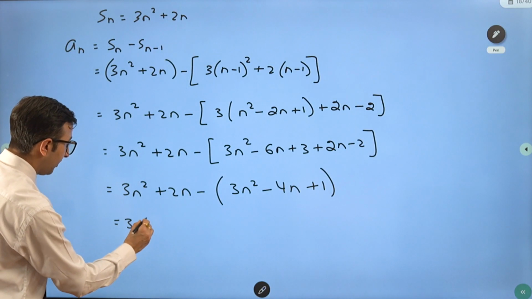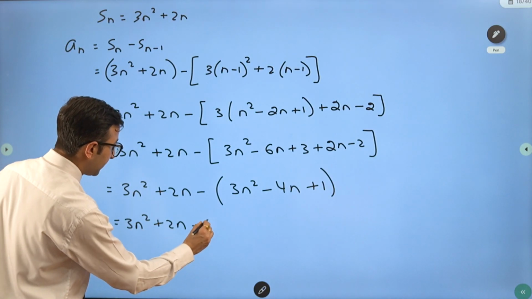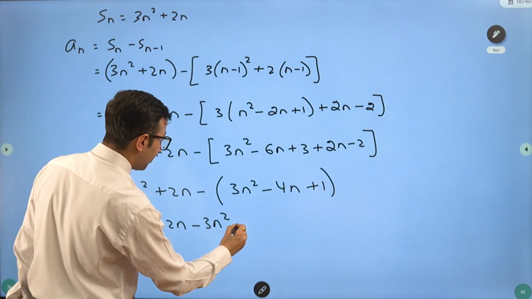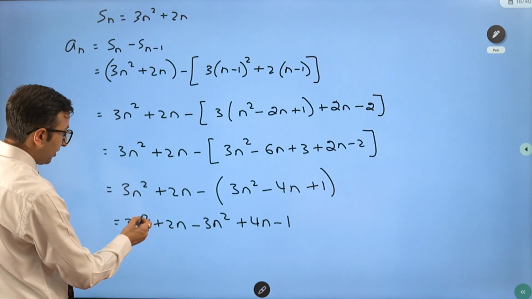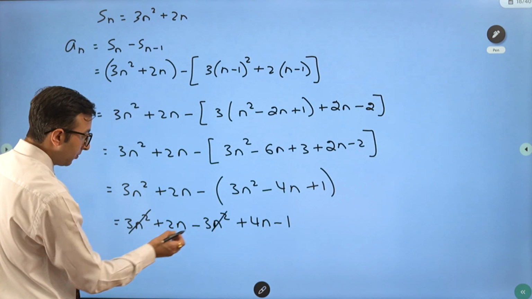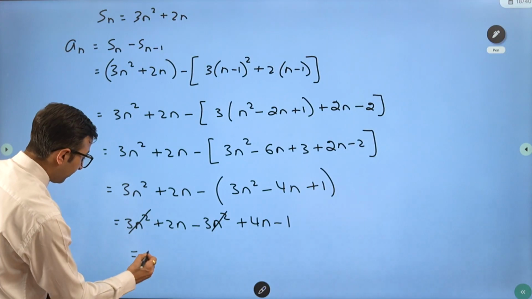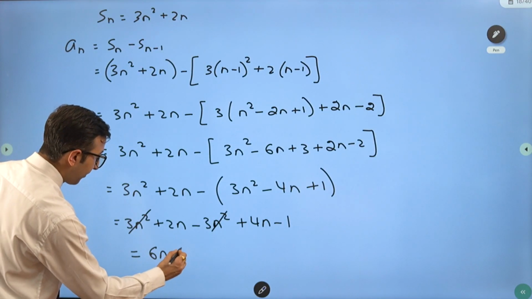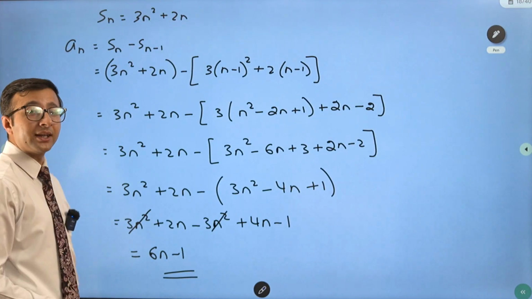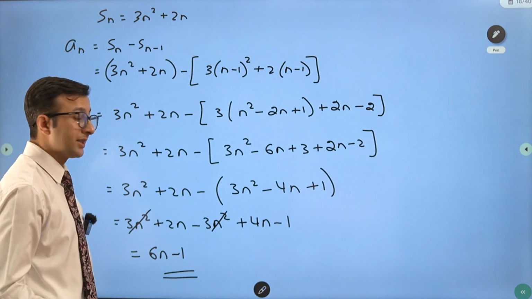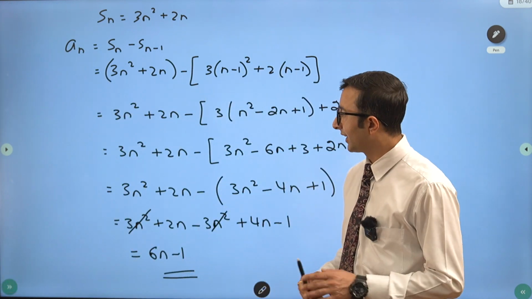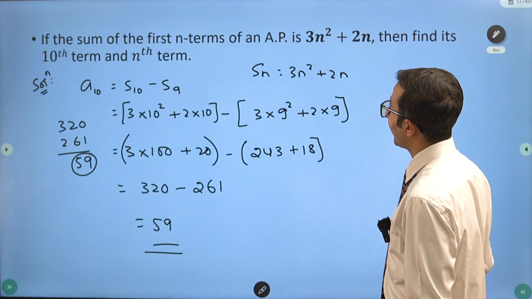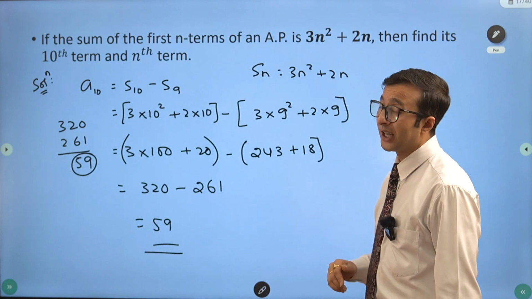So 3n square plus 2n minus 3n square, minus into minus plus 4n minus 1. So look at here, 3n square will be removed, 2n plus 4n will give us 6n minus 1. So its nth term, general term will be 6n minus 1. So this is one of the methods to find the 10th term and nth term, if the sum of the first n terms is given to us.